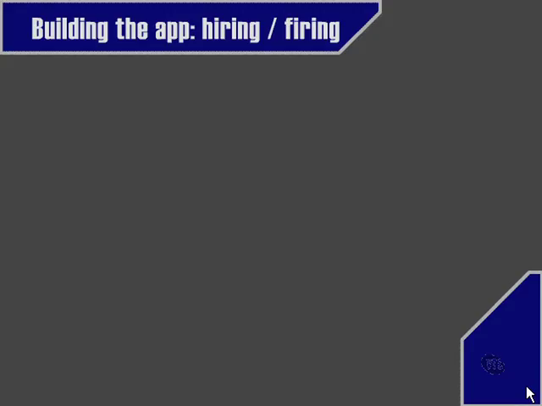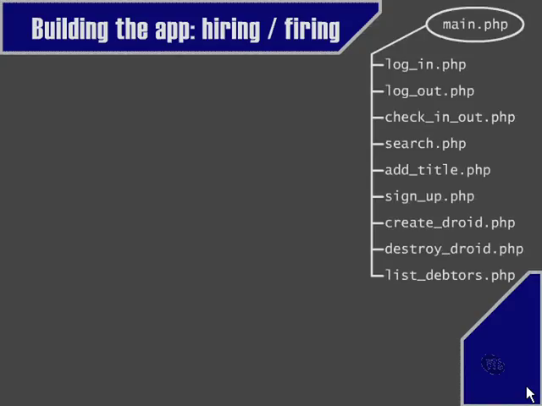In this section of the application, the employer is able to add and remove employees from the database. This is performed by two different scripts, the create droid script and the destroy droid script. If you'll remember, droid is simply a facetious term for an employee other than the manager.